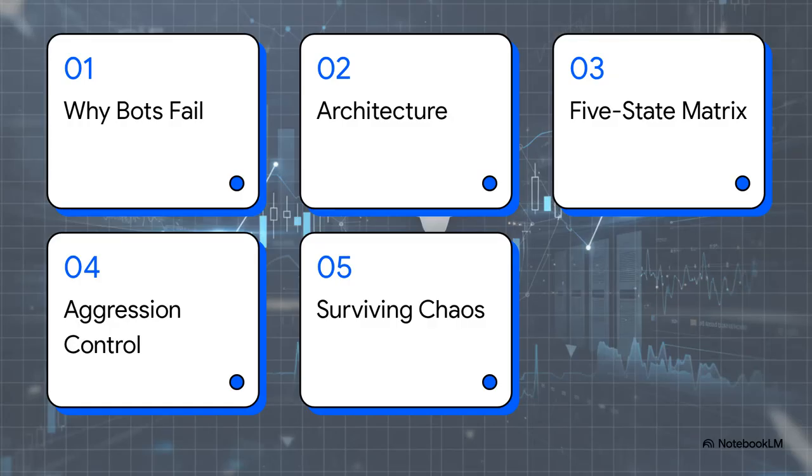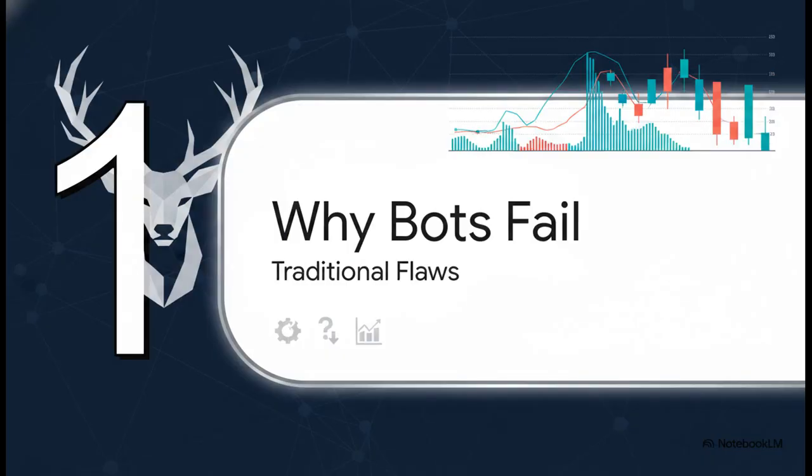Here is our roadmap for today. We'll be covering: 1. Why traditional bots fail. 2. The Flash 2026 architecture. 3. The 5-state market matrix. 4. Dual-engine aggression control. And 5. Surviving real market chaos. All right, Section 1.